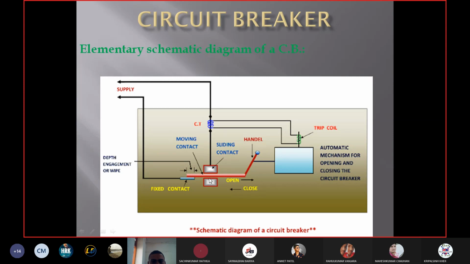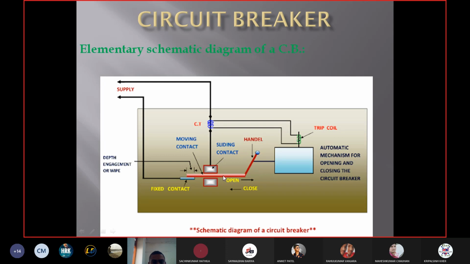Okay, so this moving contact, this sliding contact slides. Now the second terminal of the supply is connected with the fixed contact. This blue color rod is the fixed contact. It is not the movable contact.